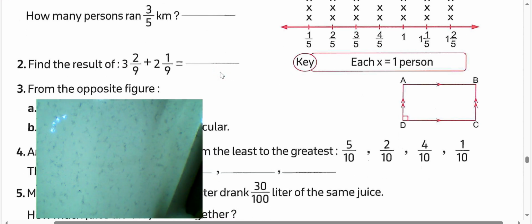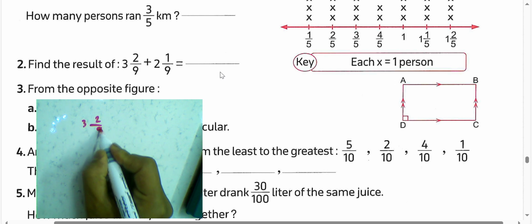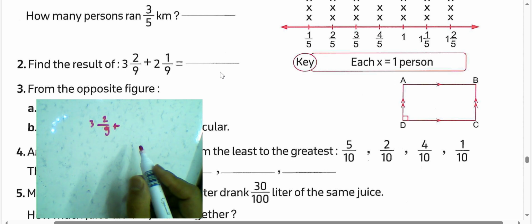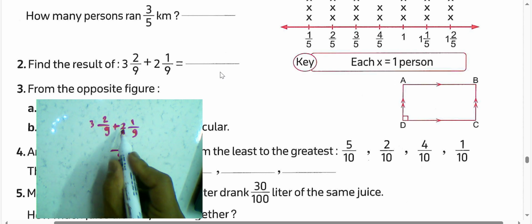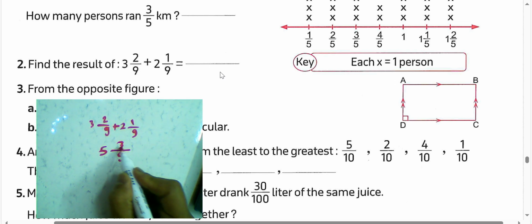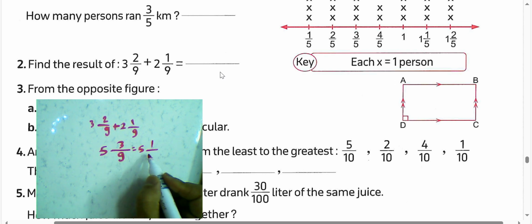Find the result of 3 and 2 over 9 plus 2 and 1 over 9. We write 9 in the denominator, and 3 plus 2 is 5, 2 plus 1 equals 3. Then we can simplify: 3 divided by 3 is 1, 9 divided by 3 equals 3. The result will be 5 and 1 over 3.